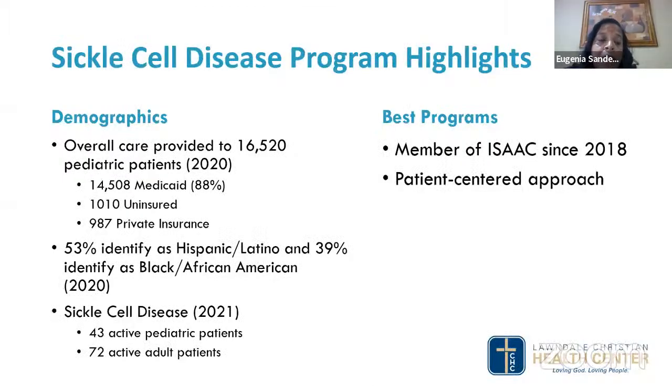These are the general demographics of our clinic. We overall care for over 16,000 pediatric patients based on data from 2020. Over 14,000 had Medicaid, which is the majority, 88%. 1,010 were uninsured, and the rest, 987, had private insurance. 53% of our patients identify as Hispanic or Latino, and 39% identify as Black or African American. Based on our data from last year, we have 43 active pediatric patients and 72 active adult patients. And we've been a member of ISEC since 2018 with Dr. Rowe initially, who's one of our clinical quality directors, who started, and then I joined him as well. And we strive to have a patient-centered approach in what we do to show and share our love for people and our love for God. Next slide.